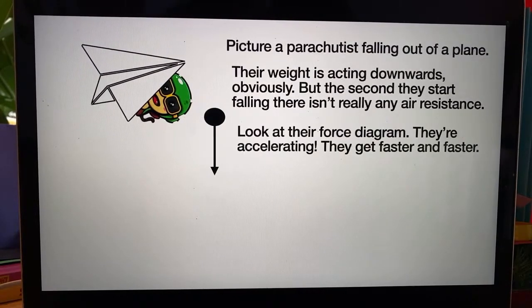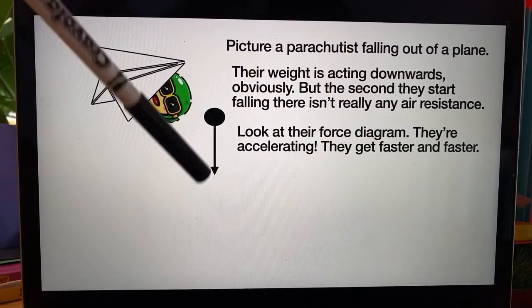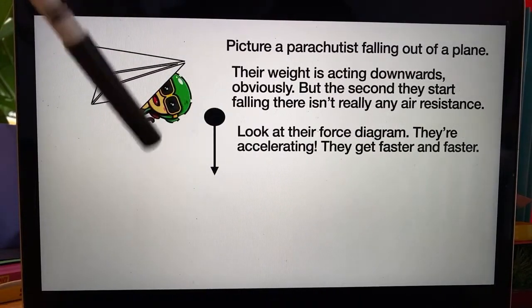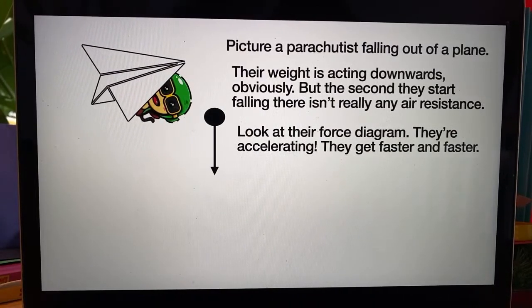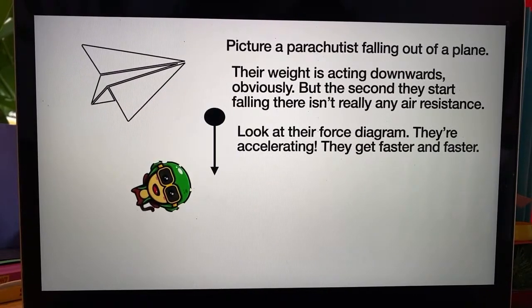So have a look at this diagram. This is obviously an unbalanced diagram, right? There's a very big resultant force in the downwards direction. So they're accelerating. They get faster and faster and faster. What happens as they get faster and faster? Let's just do it. I won't tell you.